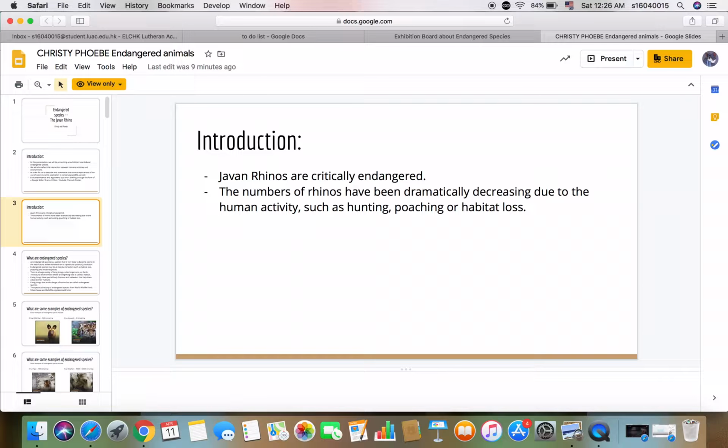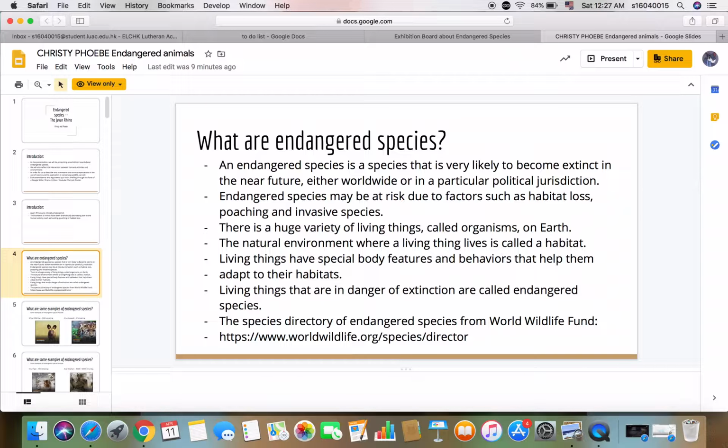So, Javan rhinos are critically endangered, and the number of rhinos has been dramatically decreasing due to human activity, such as poaching, hunting, or habitat loss. So, firstly, what are endangered species? An endangered species is a species that is very likely to become extinct in the near future, either worldwide or in a particular political jurisdiction.